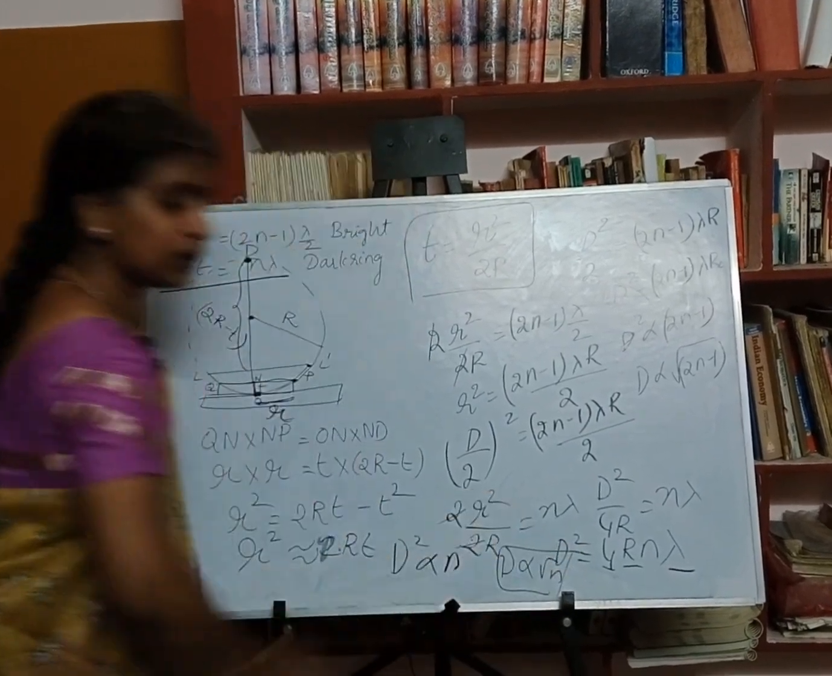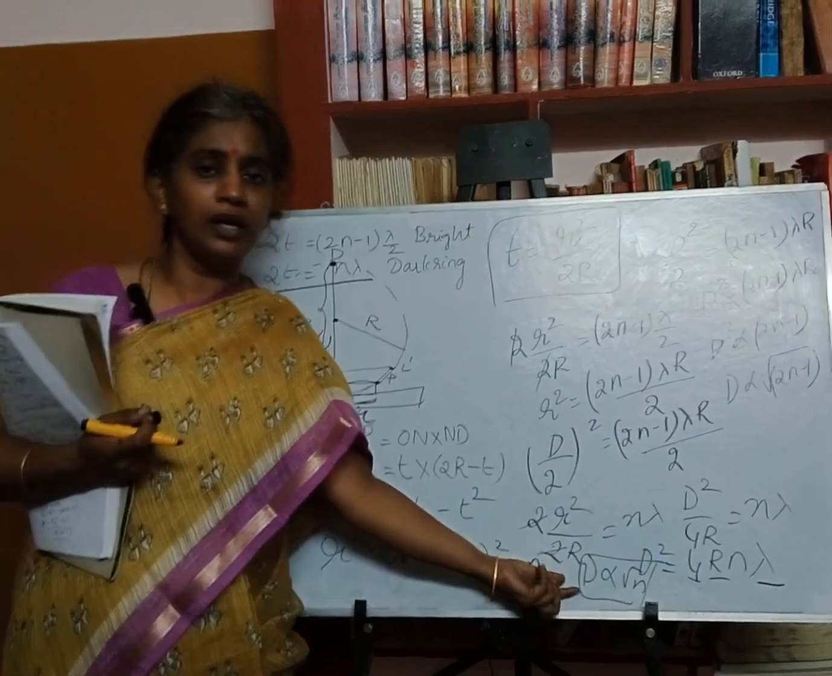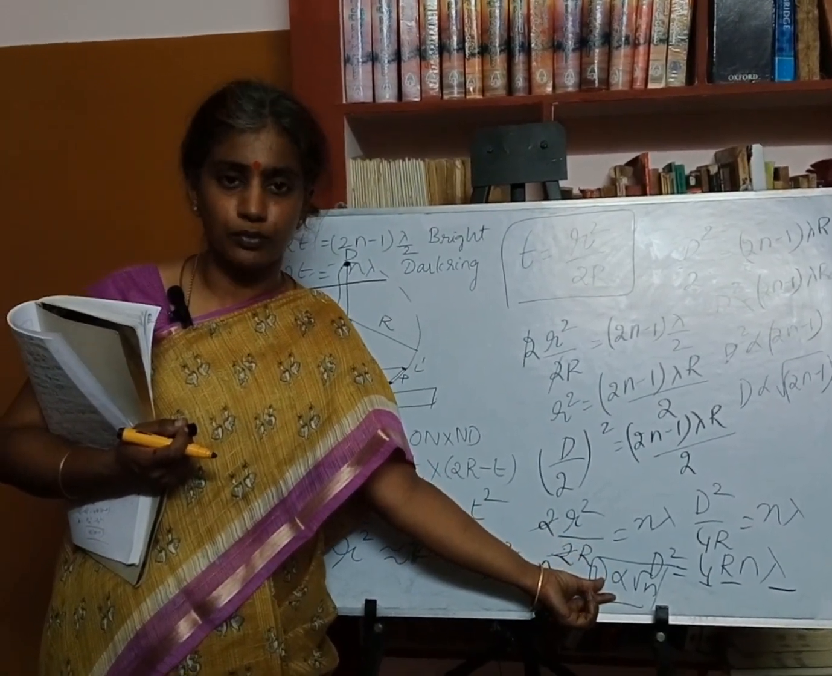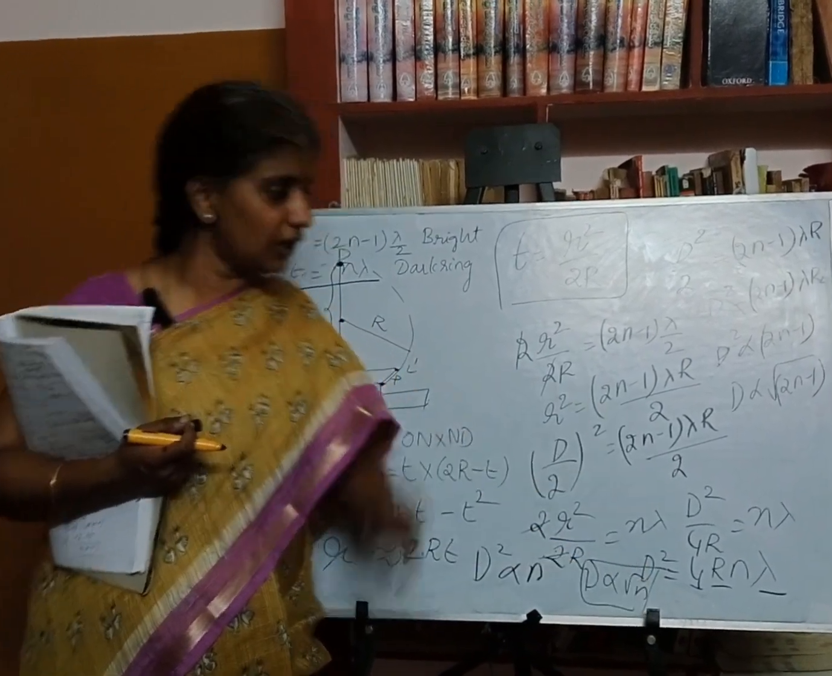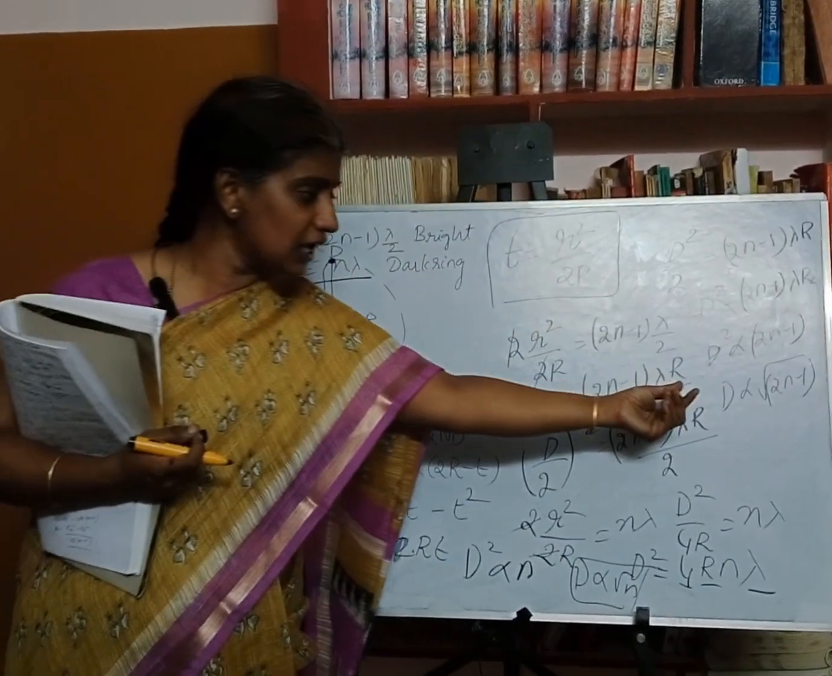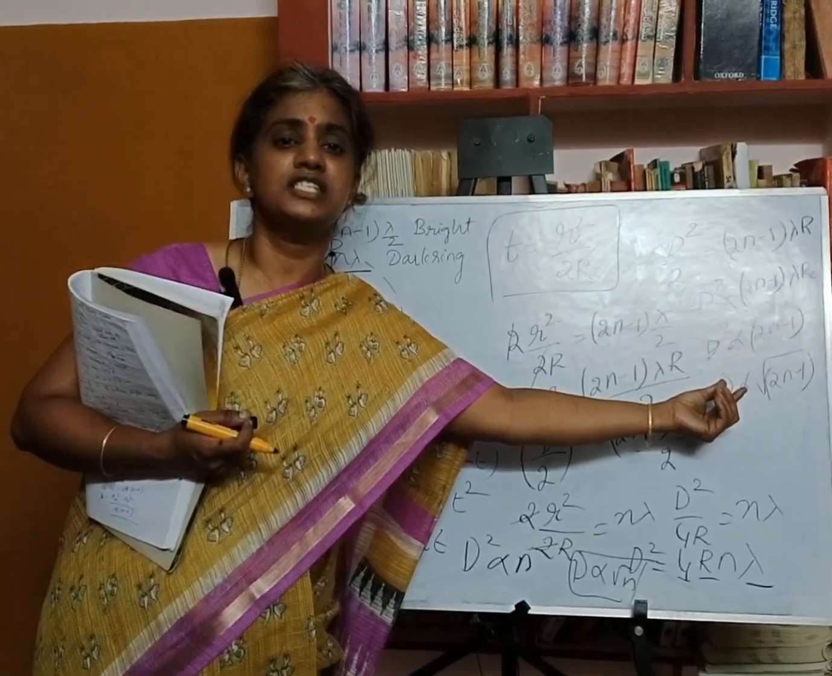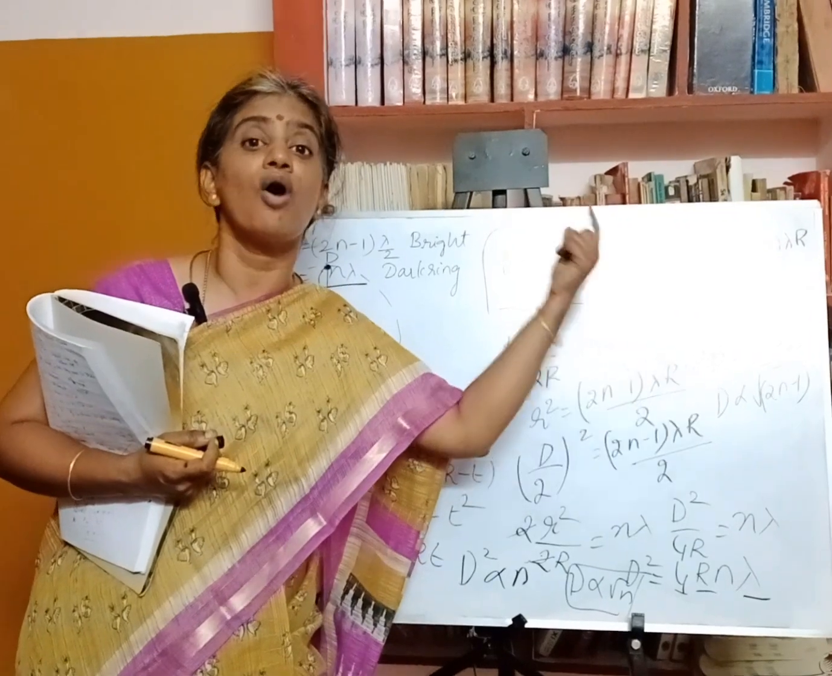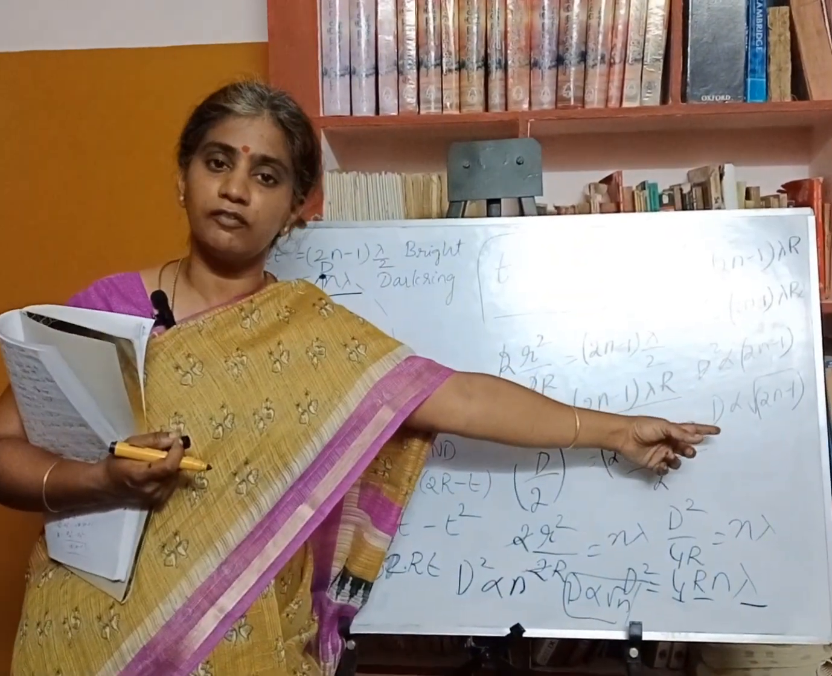This is for the case of dark fringes, meaning the diameter of the dark fringe is directly proportional to the square root of natural numbers. And for the case of bright rings, the diameter of bright rings is directly proportional to the square root of odd natural numbers, because 2n minus 1 will give you an odd number.